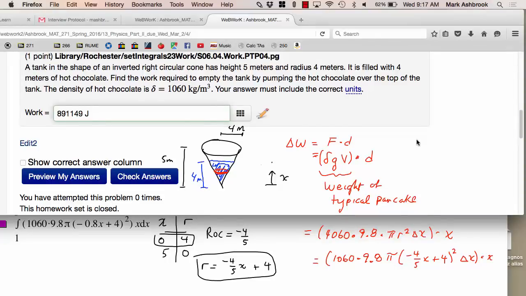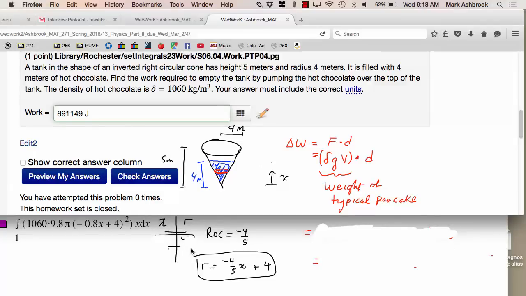Okay, well, the force for the typical pancake would be the same. That has nothing to do with how I'm deciding what x is. So, oh no, it does. Sorry. So this is going to change. So we need a new relationship of radius and x. Okay, so we got to do that. So now we got this new relationship between the radius and what x is.